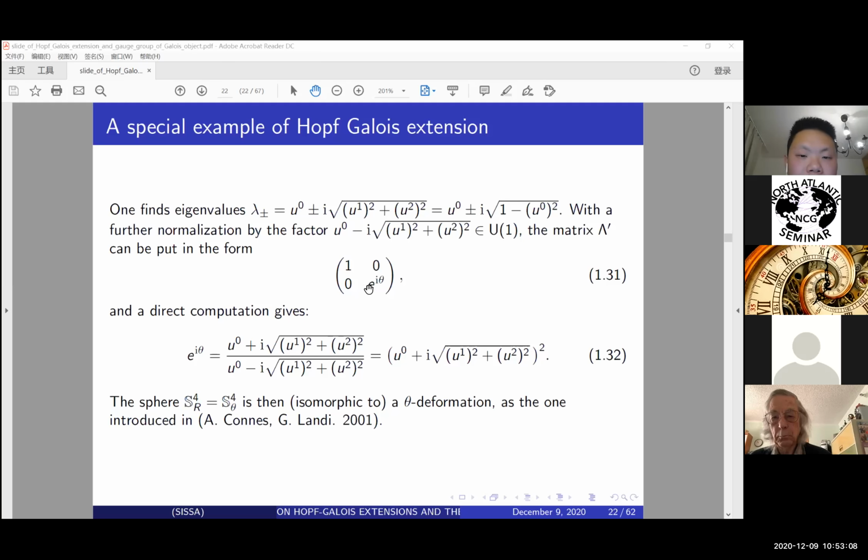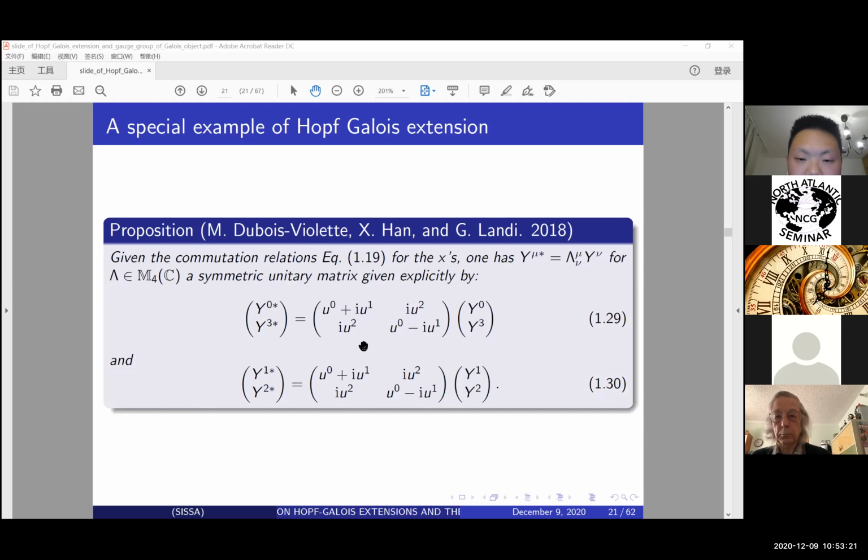So we have here the commutation relation on the base space, where after we diagonalize this matrix of y and y star, we can see e^{iθ} is just the eigenvalue of this matrix, and this matrix consists of the entries in terms of U0, U1, and U2. Is that the case, and how are they related?